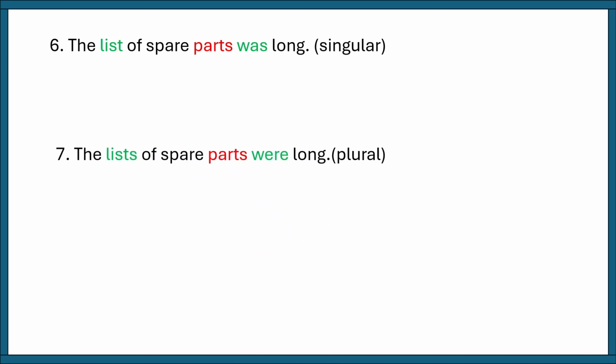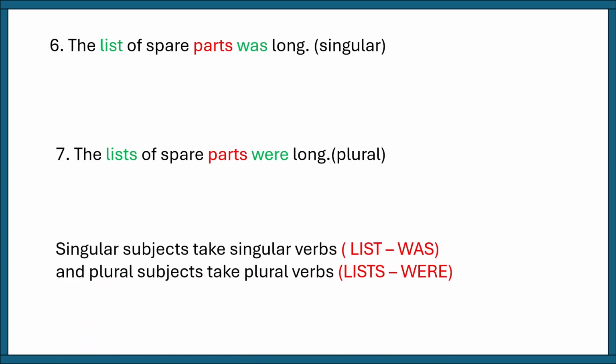The lists of spare parts were long. So in this sentence, the subject is plural. That's why it takes the plural verb were. In conclusion, singular subjects take singular verbs and plural subjects take plural verbs.